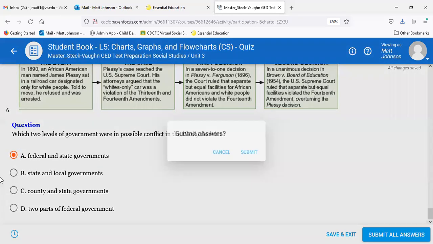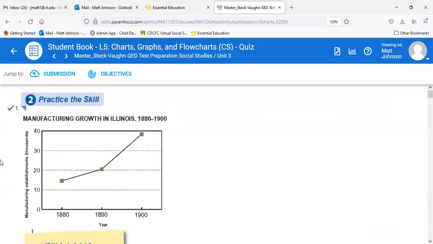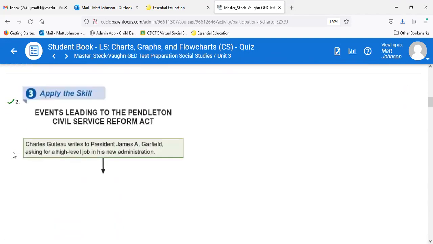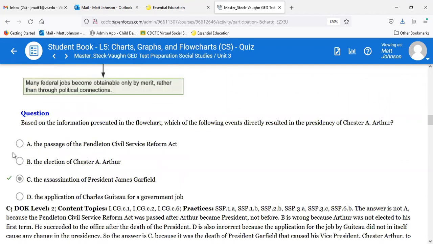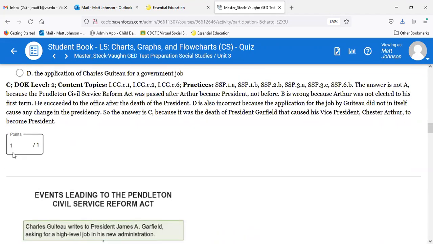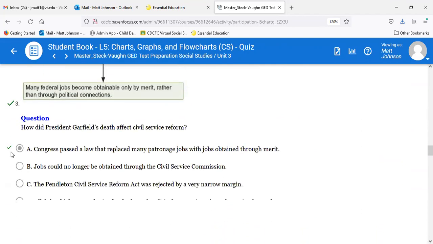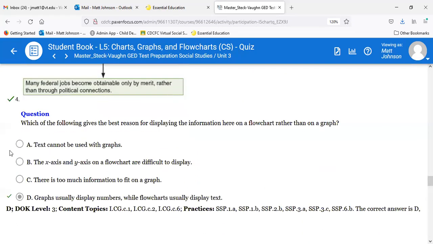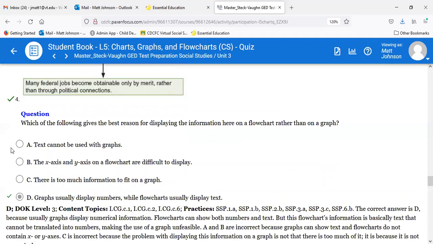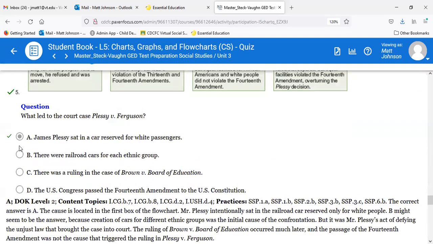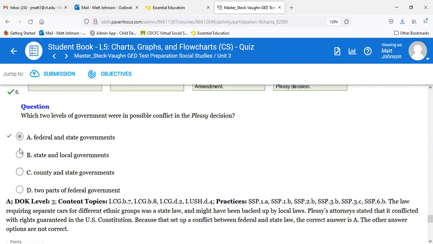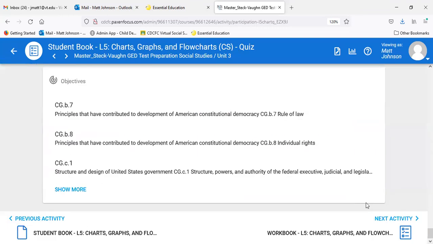All right. So that was the quiz. Our 6 questions there. So 1 was D as in dog. 2 was C for cat. 3 was A. 4 was D as in dog. 5 was A. And 6 was A. Okay. All right, now let's do the workbook.